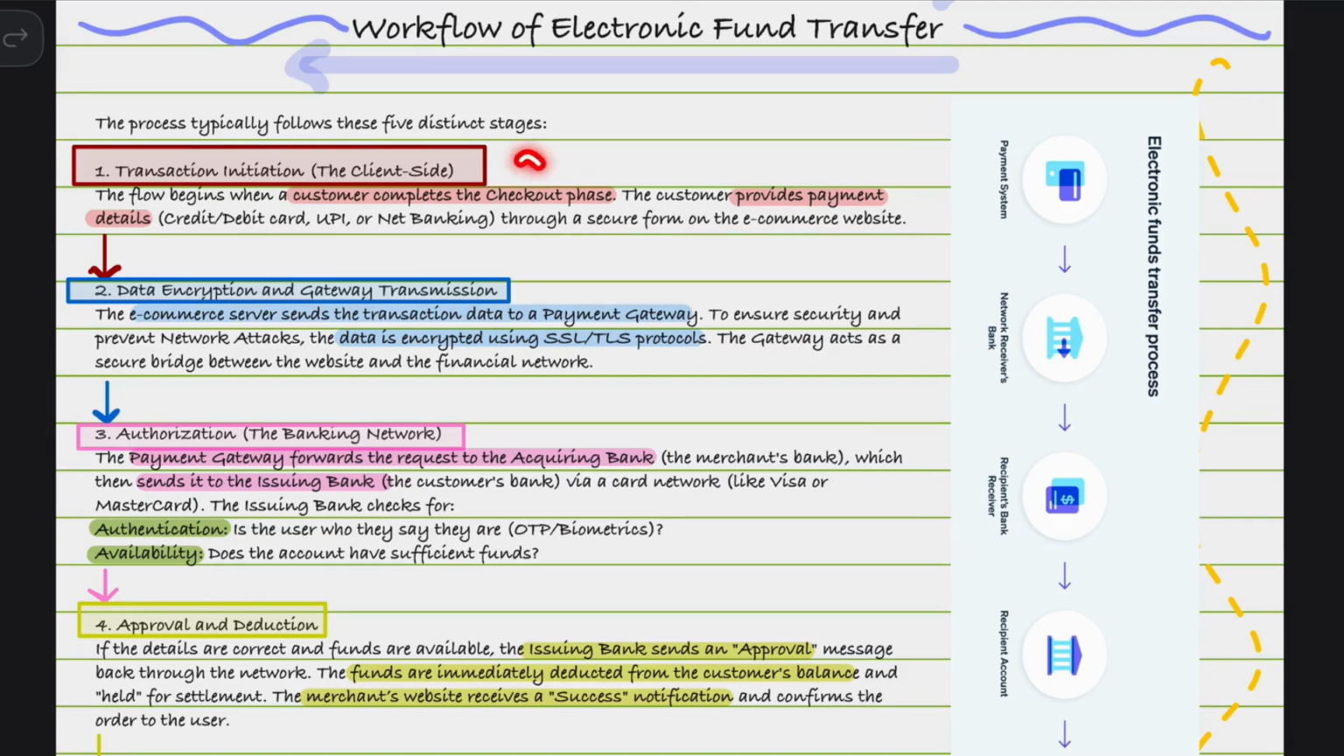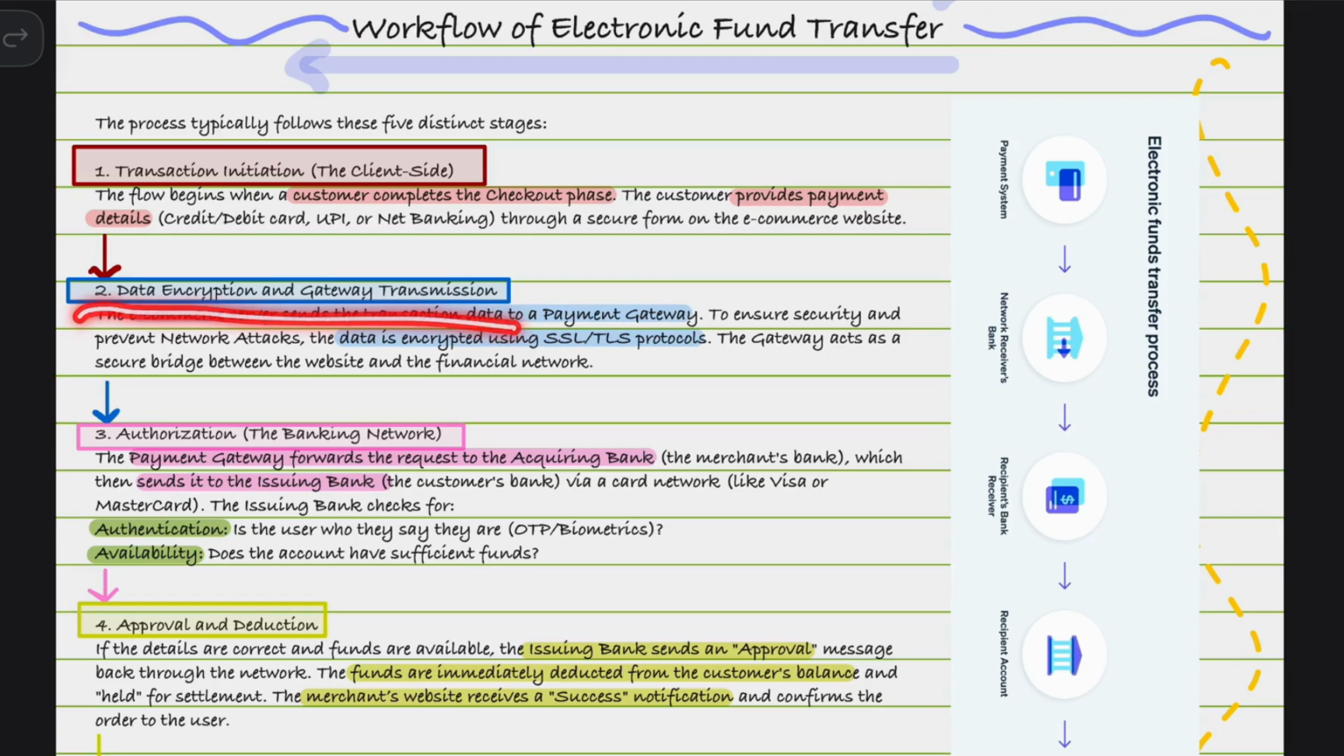So the very first stage is transaction initiation. This is the client side. Rahul lands on a secured checkout page, selects the credit card, for example, and inputs his name. Then he inputs the 16-digit card number, expiry date, CVV, and hits the place order button. This is the very first stage, where the customer completes the checkout phase and provides the payment details, which Rahul did.